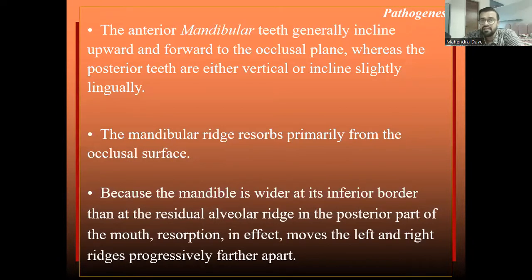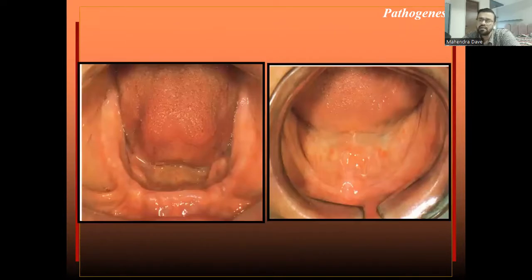The anterior maxillary teeth generally incline upwards and forwards to the occlusal plane, whereas the posterior are either vertical or inclined slightly lingual. The mandibular ridge resorbs primarily from the occlusal surface because the mandible is wider at its inferior border than the residual alveolar ridge in the posterior part of the mouth. Resorption in effect moves the left and right ridges progressively farther apart. This is the pattern of mandibular ridge resorption.